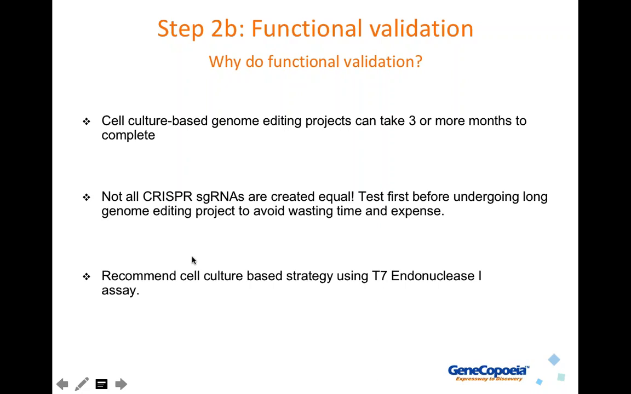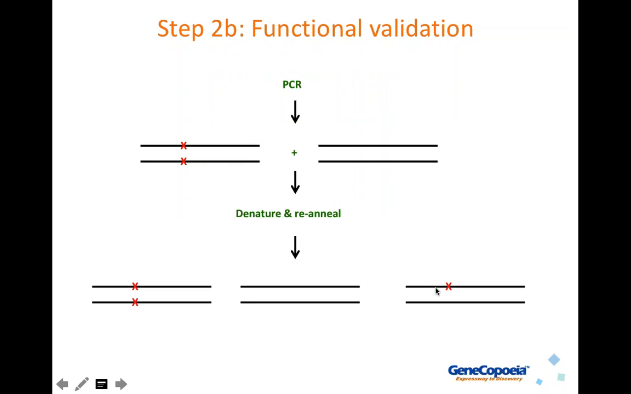And what we recommend doing is a cell culture-based strategy using the T7 endonuclease 1 assay. This is a schematic of how the T7 endonuclease 1 assay works. It exploits the fact that non-homologous end joining leads to these indel mutations that I mentioned before. So it's a PCR-based assay followed by digestion with an enzyme known as T7 endonuclease 1.